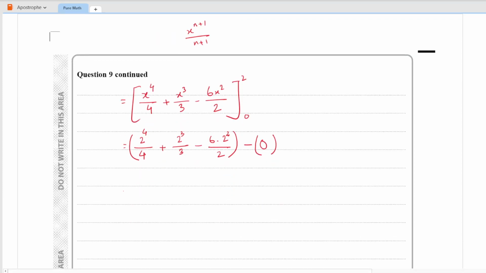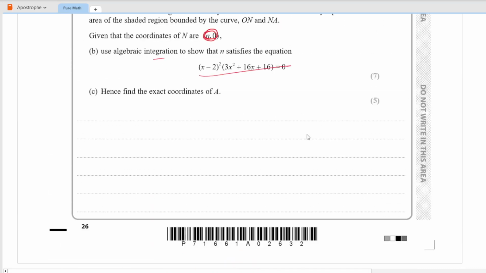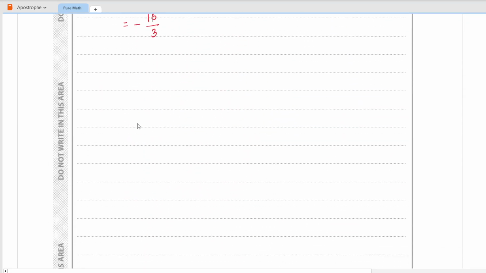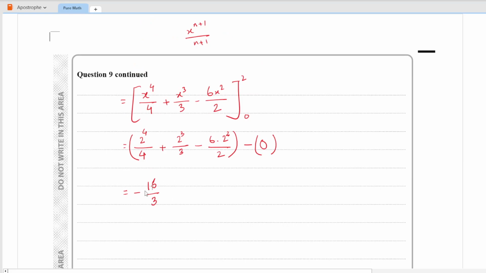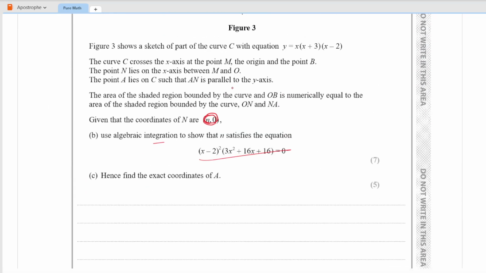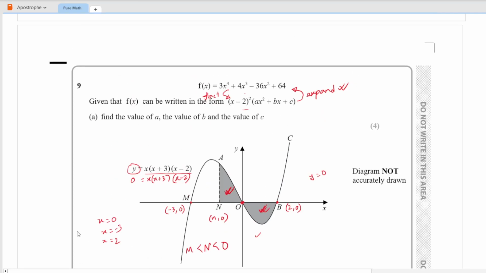So this becomes negative 16 over 3. Understandable, because it's on the negative side of the y-axis. That's why we got the negative 16 over 3. But in here it says numerically equal, so we can neglect the negative sign when we are saying this part is equal to this part.